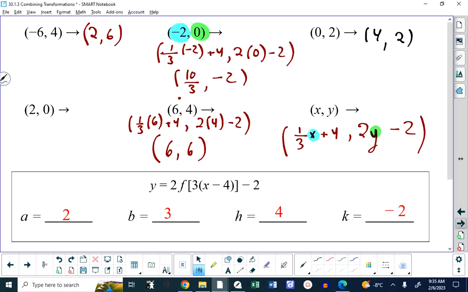If I put a 2 for the x in the next point, 1/3 times 2 plus 4 is 14/3. I need some confirmation on that. 14/3. I put 0 in here for y, and I get -2. That's a way that you could do the mapping.